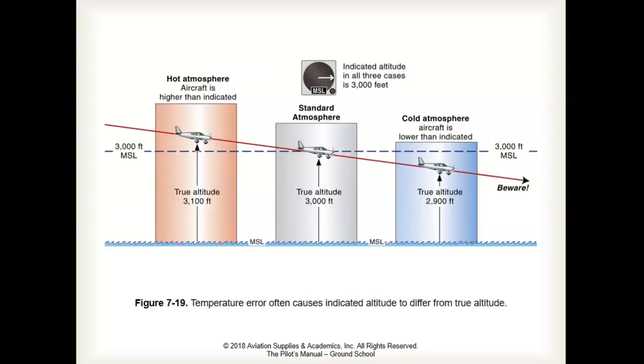The same thing happens with temperature. If you fly from an area of high temperature to low temperature, then your altimeter is going to indicate that you're higher than you really are. Your indicated altitude is going to be higher than your true altitude.